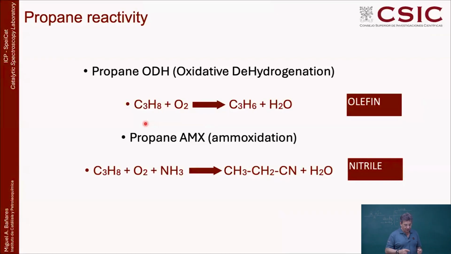If you run ammoxidation, that's another reaction where you make a nitrile. In such a case, you are feeding oxygen, but you are also feeding ammonia. And then the propane will go into a nitrile, which is acrylonitrile. So here you have the nitrile group at the end of the hydrocarbon. And of course, water is produced, and some other products like CO2. Even propylene is also observed in this reaction. So not all the propane goes to acrylonitrile, but you may get a little bit of propylene.